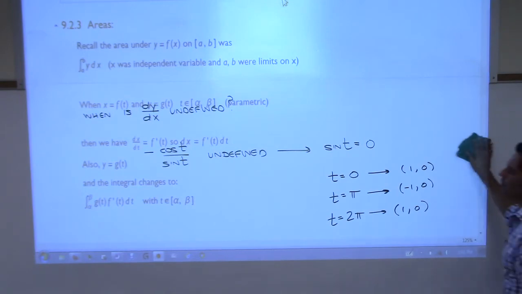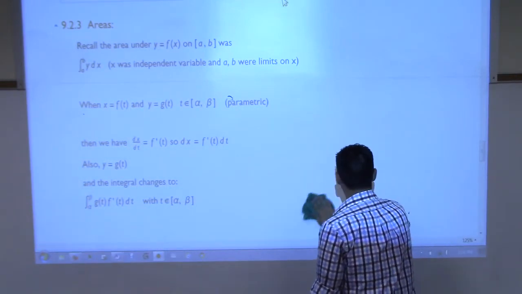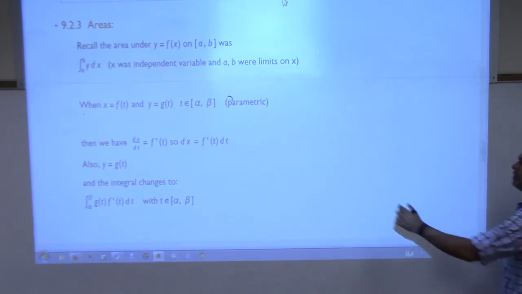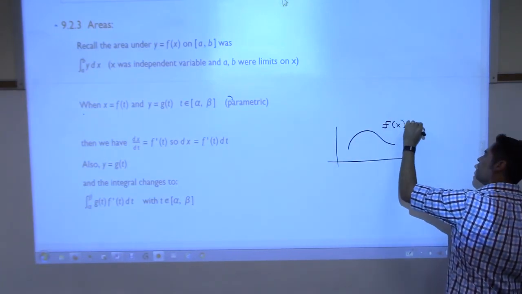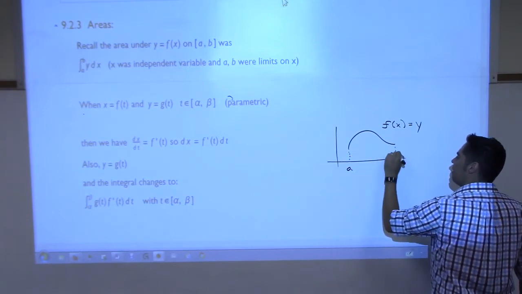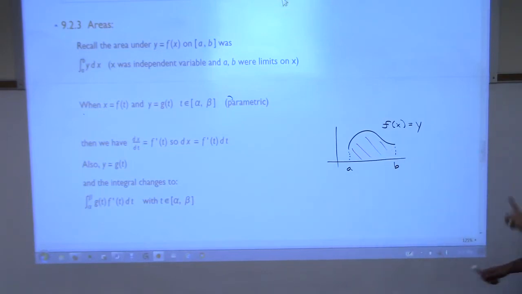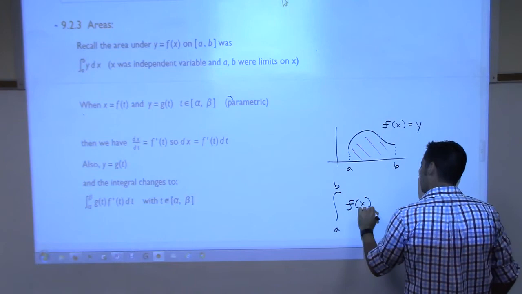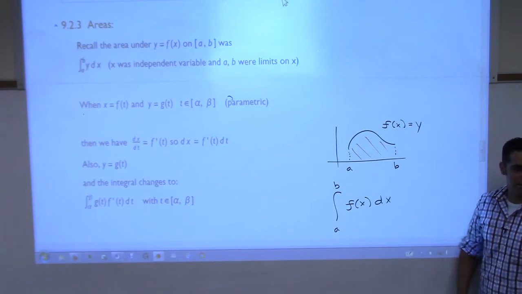Areas. Okay, so if we go back and we remember, given a function, f of x is y, if we were to restrict this between a and b and talk about the area in here, we know we did all those little rectangles and added them up and that gave us the integral from a to b of f of x dx, right? The dx was the width, this was the height, and that's how we came up with that formula.